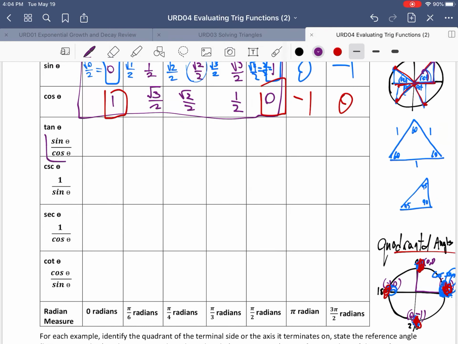So the other values can be found using these rules. The rule for tangent is sine over cosine. For cosecant it's 1 over sine, meaning it's the reciprocal of sine. For secant, it's going to be 1 over cosine, and for cotangent, it's going to be cosine over sine, which might seem random, but that's just the reciprocal of sine over cosine, which is tangent.